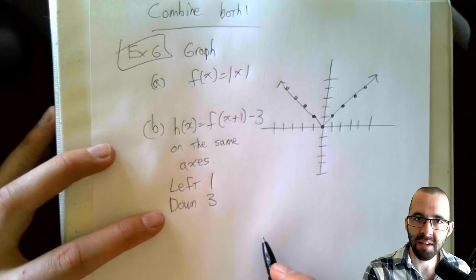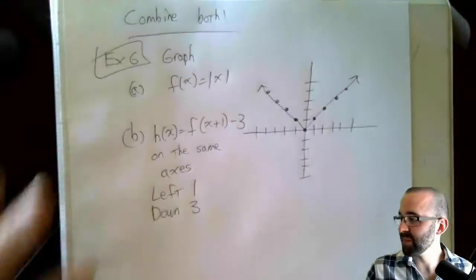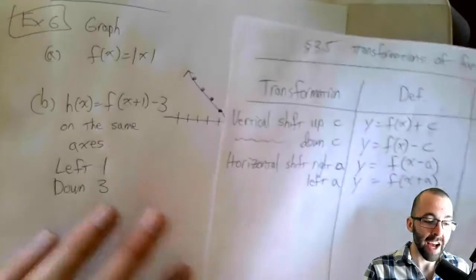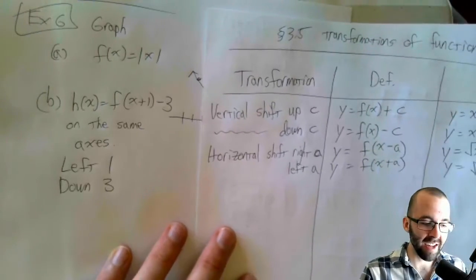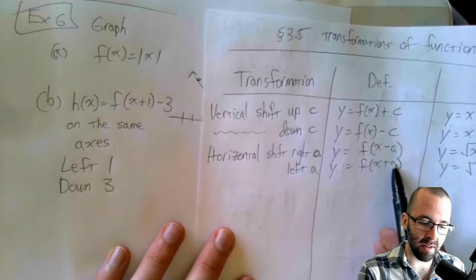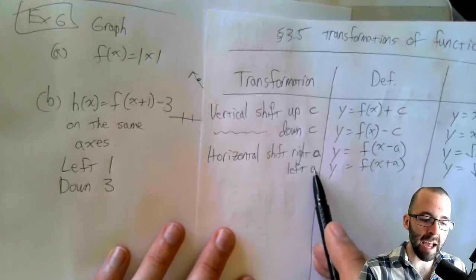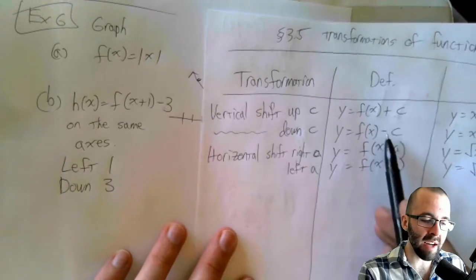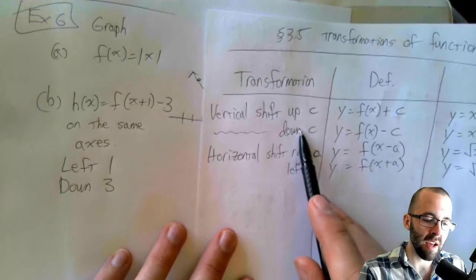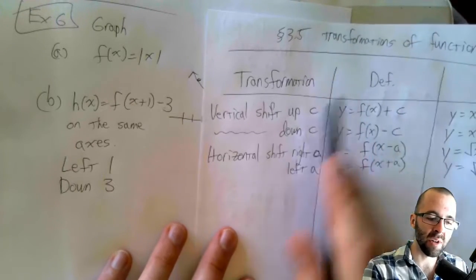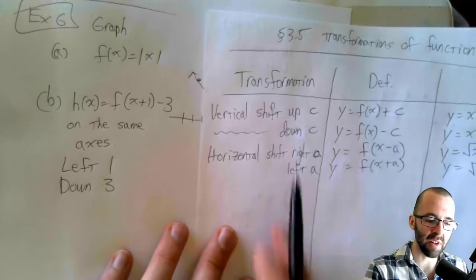But that's all it is. You just consult the table. We have a plus 1 on the inside. What does plus 1 mean? Plus 1 means left 1. Just use your table. We have a minus 3 on the outside. What does a minus on the outside mean? Down 3.